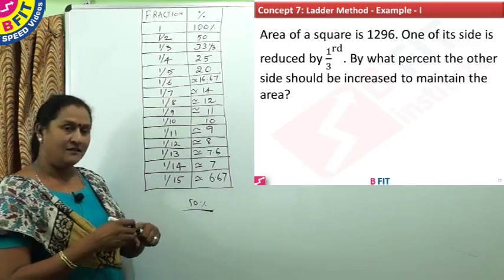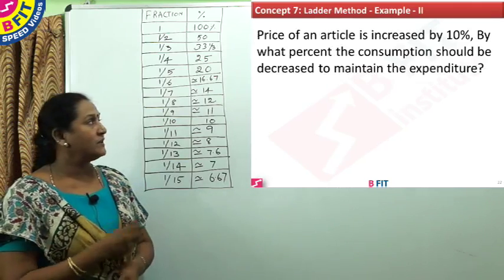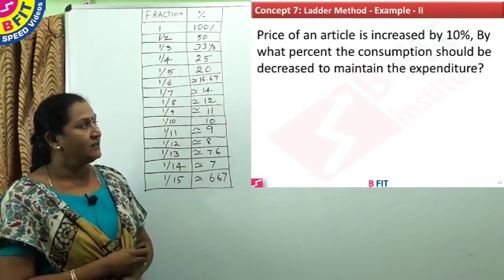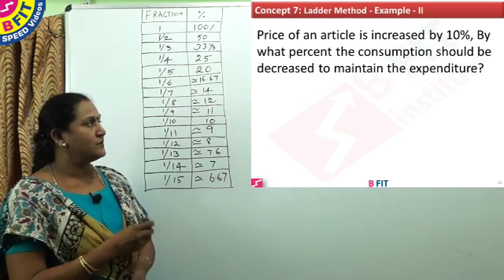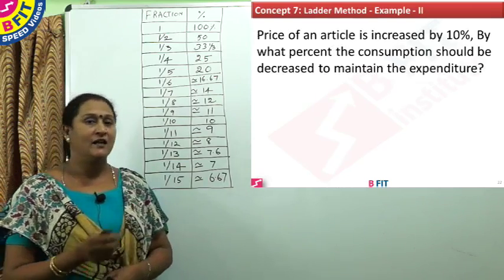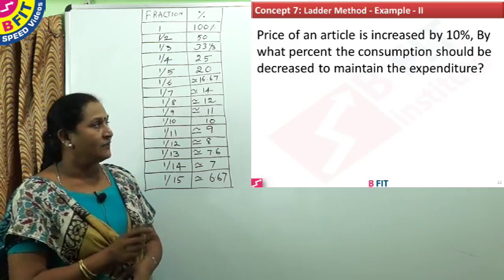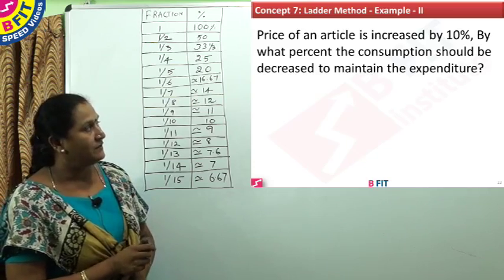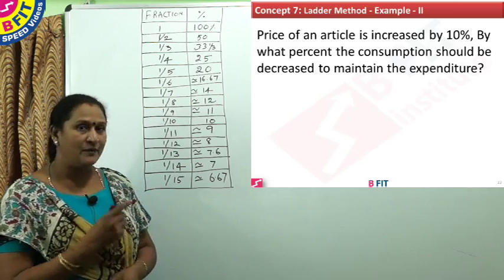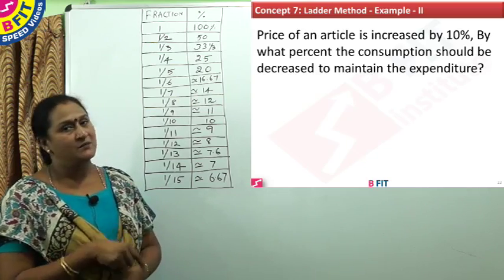So we'll see the next example. The question is, the price of an article is increased by 10%. By what percent should the consumption be decreased to maintain the expenditure? Here the expenditure should be the same. Under this condition, if price increases by 10%, by what percent should the consumption be decreased?